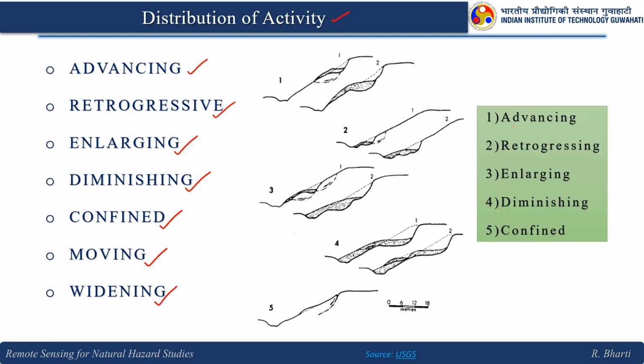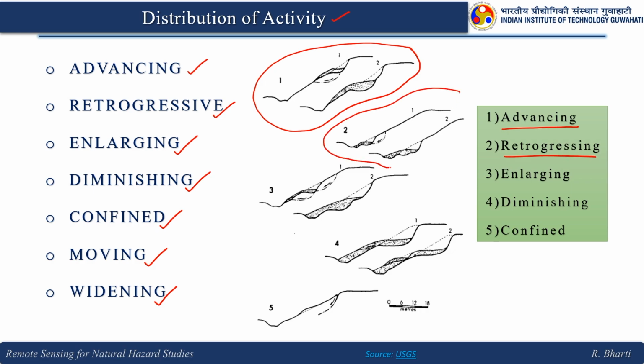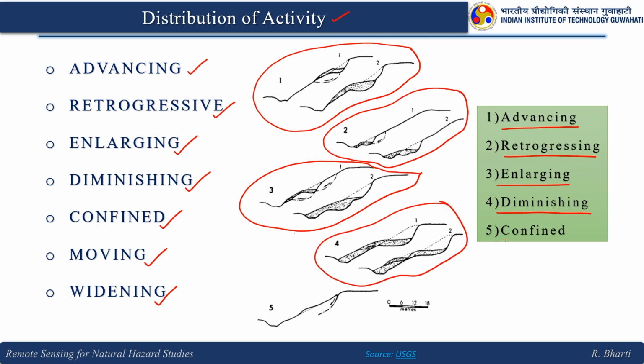So this first one is for the advancing. Here you can see the first one, right? For retrogressive, you can refer to this. For enlarging, you have this. For diminishing, here you have, and the fifth one is confined, which is represented here, right? So these are the different types of activities. Starting from advancing to widening, you can have different types of activity of the landslide.